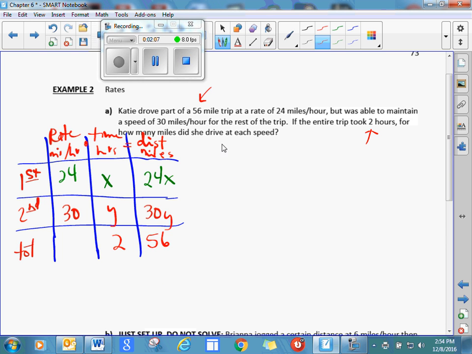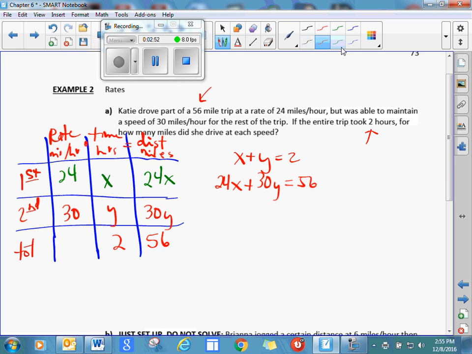Now we've got to go set up two equations. One equation is going to be based on time. You add these two times together, and this needs to equal 2. So that's a pretty straightforward equation. The time spent on the first leg plus the time spent on the second leg equals 2 hours total. The second equation is going to be based on distance. These totals are important because this gives us our equal sign, what goes on the other side of our equal sign in our equation. So we know that the distance that she covered at 24 miles per hour plus the distance that she covered going 30 miles per hour is equal to a total of 56 miles. So here are our two equations.